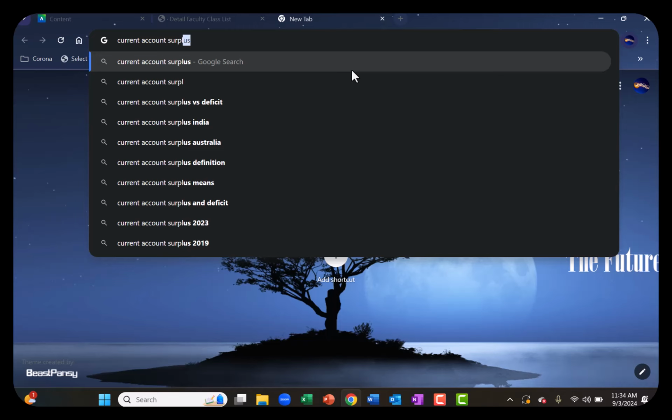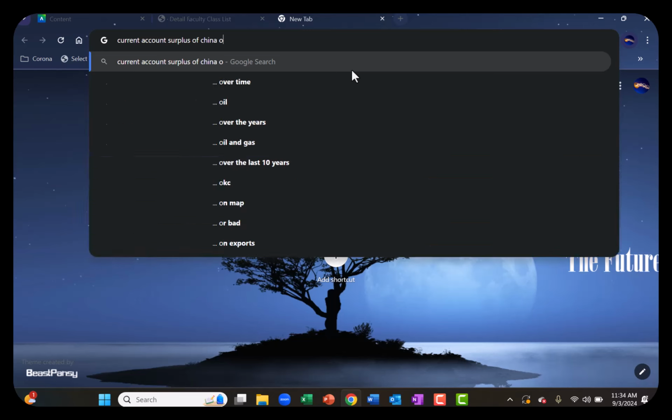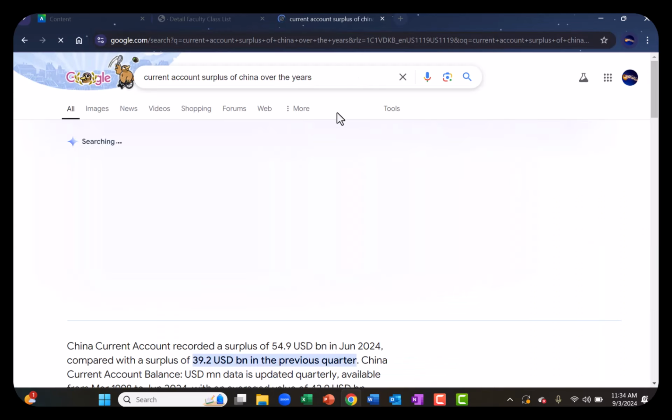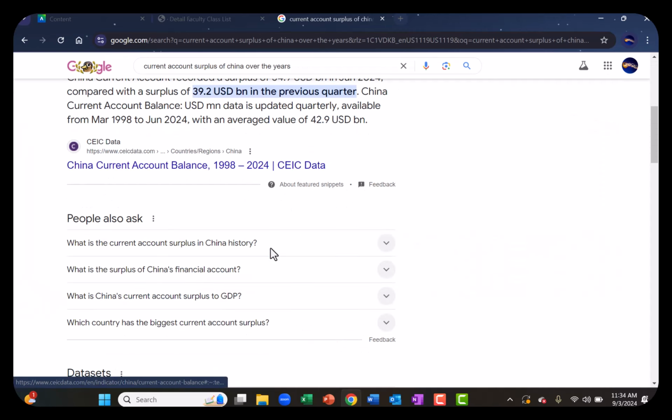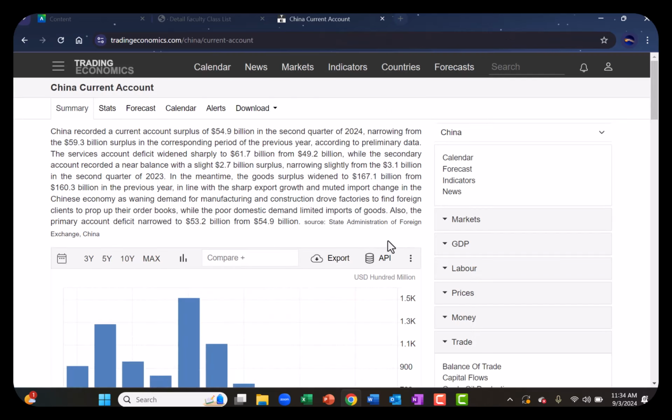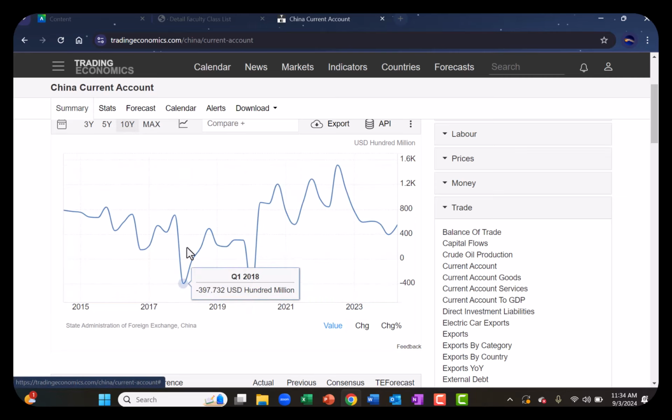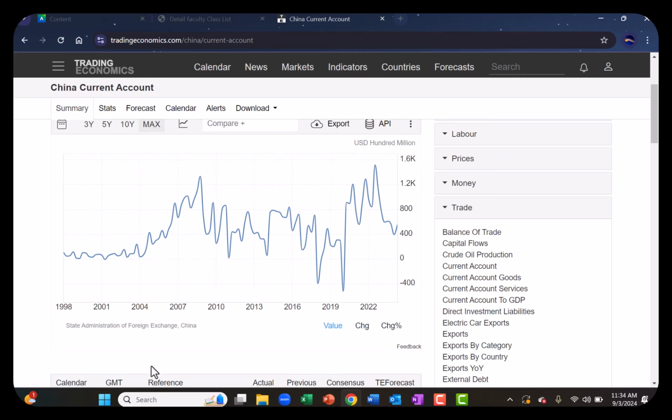Current account surplus of China over the years. Let's see if we can get a graph. So since 1998. Back in 98, it was about $50 billion. Now it went as high as 1.51 trillion. Now it's down to 400. Okay. If you have that kind of current account surpluses, that money has to go somewhere, right? In most countries, that money goes abroad.